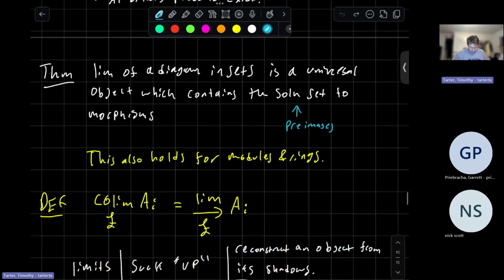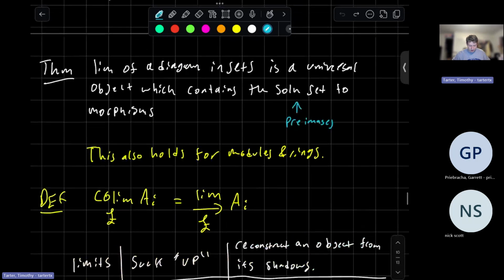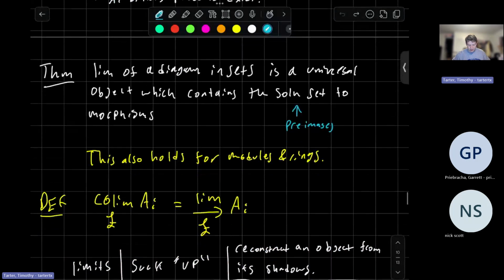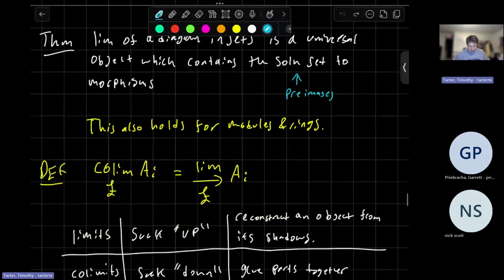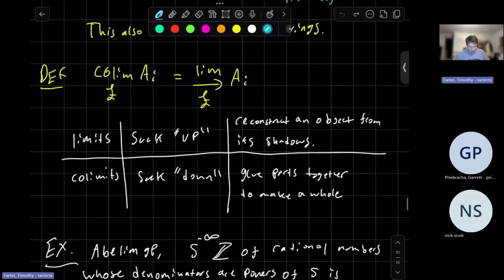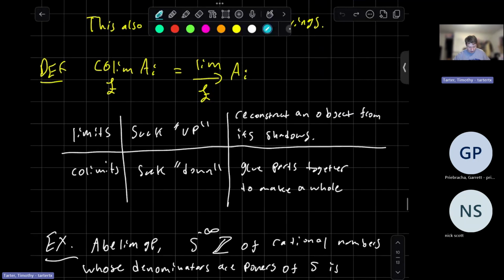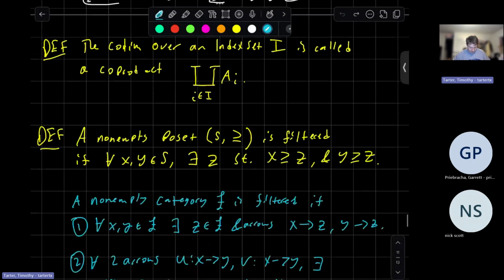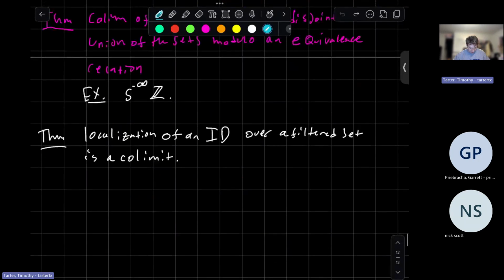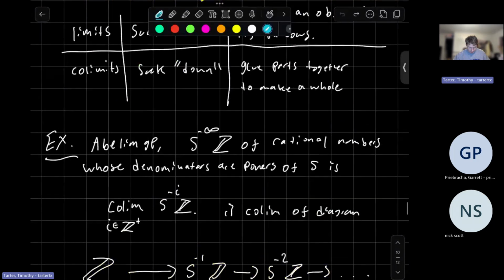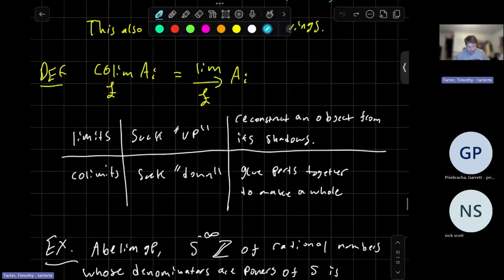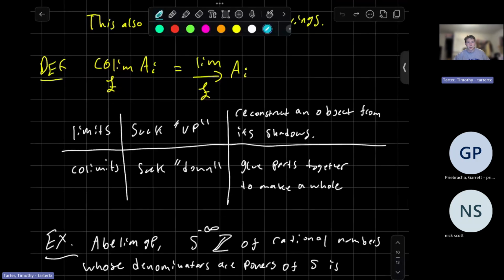It's also, in the category of sets, the thing that contains solution sets to morphisms. And then that holds for modules and rings. The co-limit is the going forward. And there was a really great thing at the end of this. The intuitive way to think about co-limits is that localization is a co-limit. It pushes down.